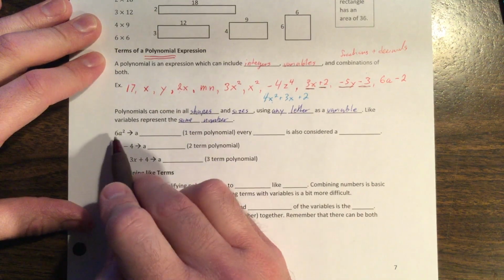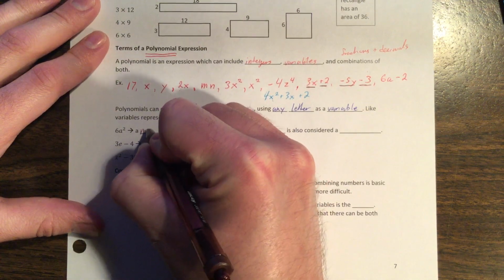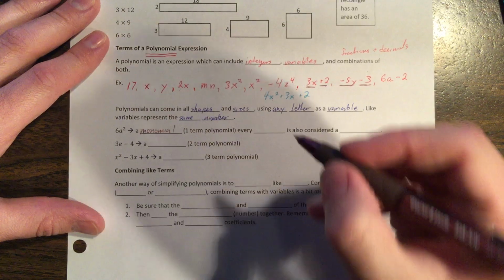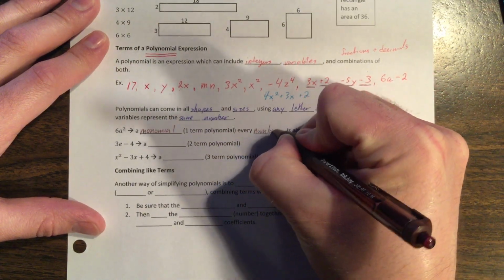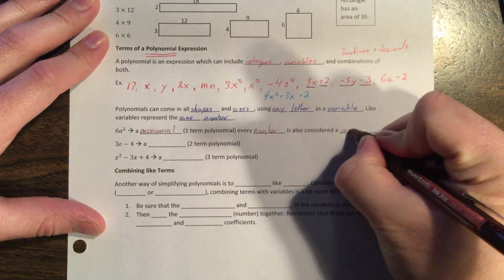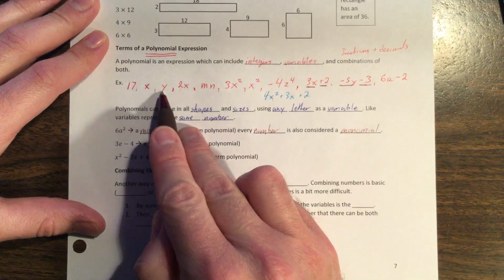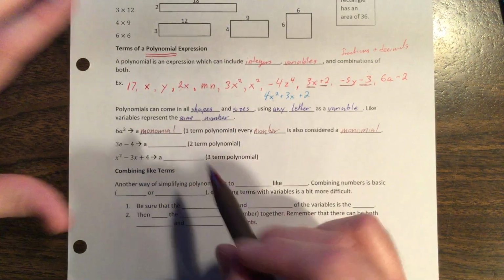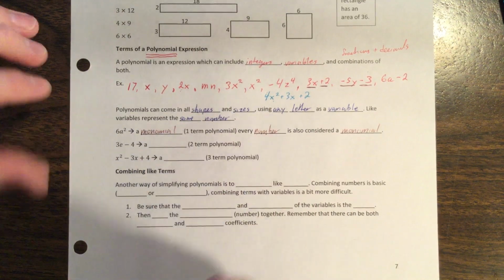If we only have one term, so there's no adding and subtracting in there, we call this a monomial. Every number that we may have is considered a monomial. So that's a monomial, monomial, monomial, and so on. Mono means one or singular. So this is a one-termed polynomial.